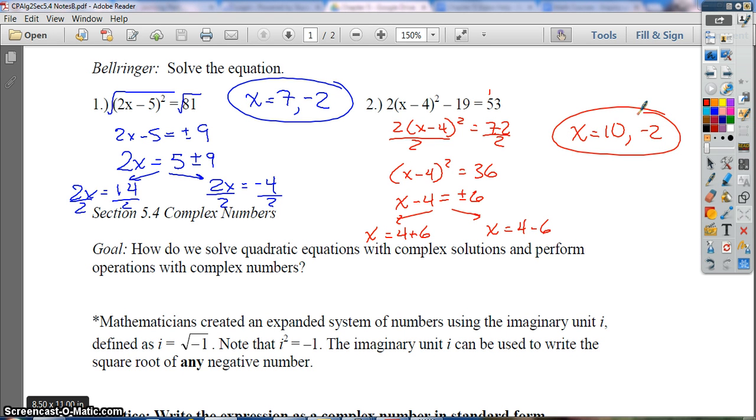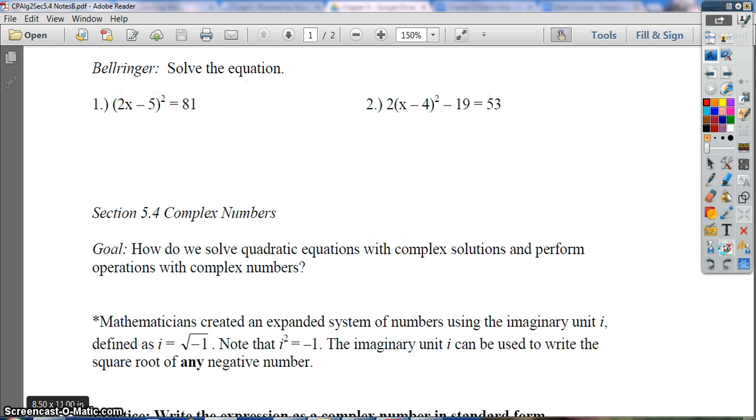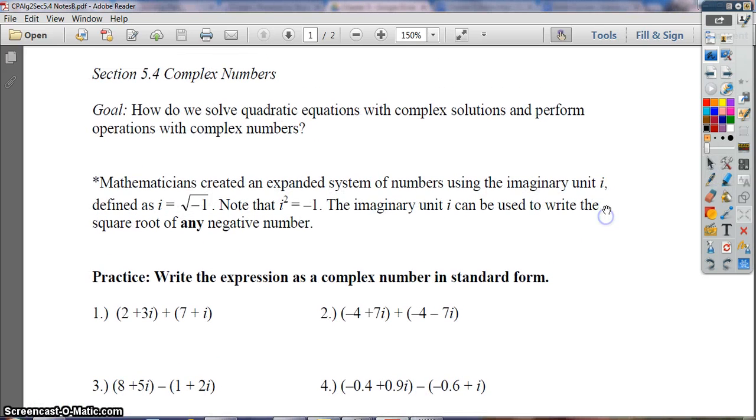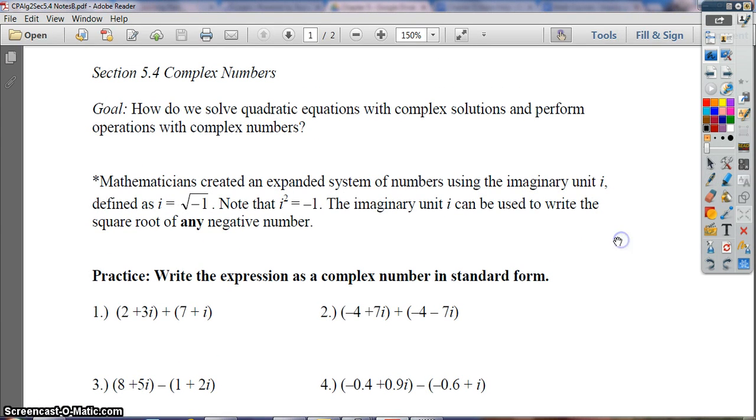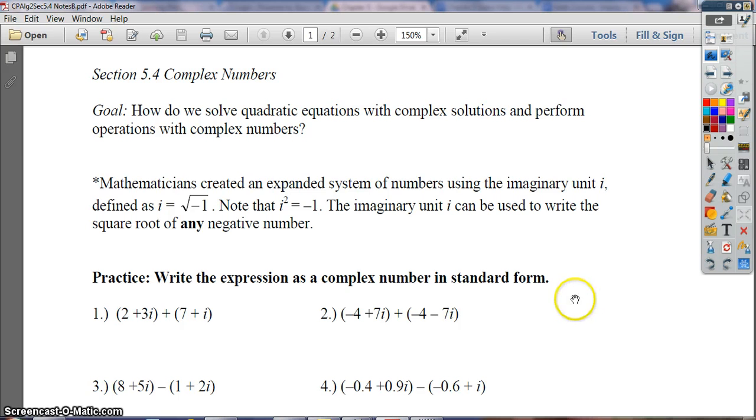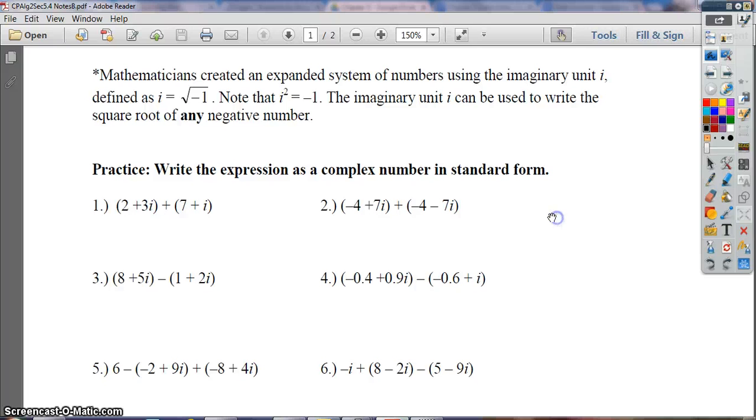There are the solutions. That's the review, but for today's lesson we're going to be looking at imaginary numbers, so they're not real, okay? People usually like it better when they keep it real. Haha, bad joke. But how do we solve quadratic equations with complex solutions and perform operations with complex numbers? That's the big one that you see here with the asterisk: i squared equals negative 1. That's the guy you really want to remember.